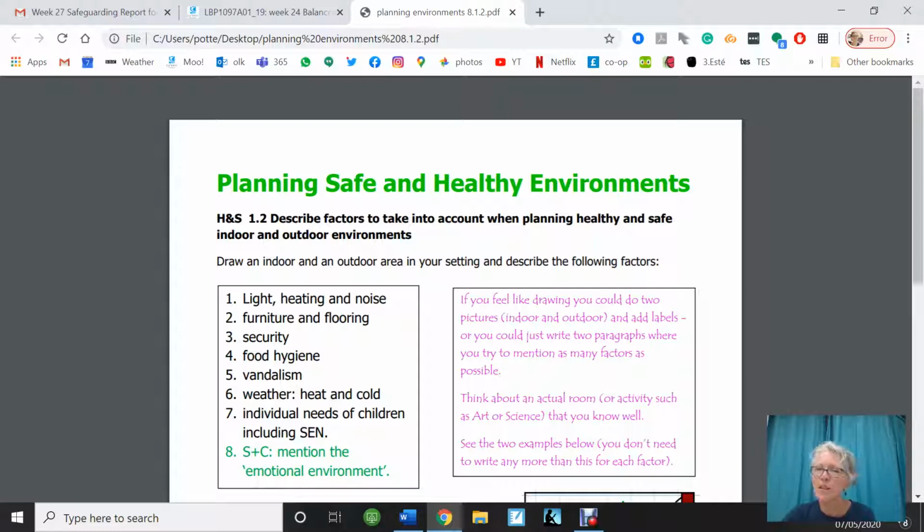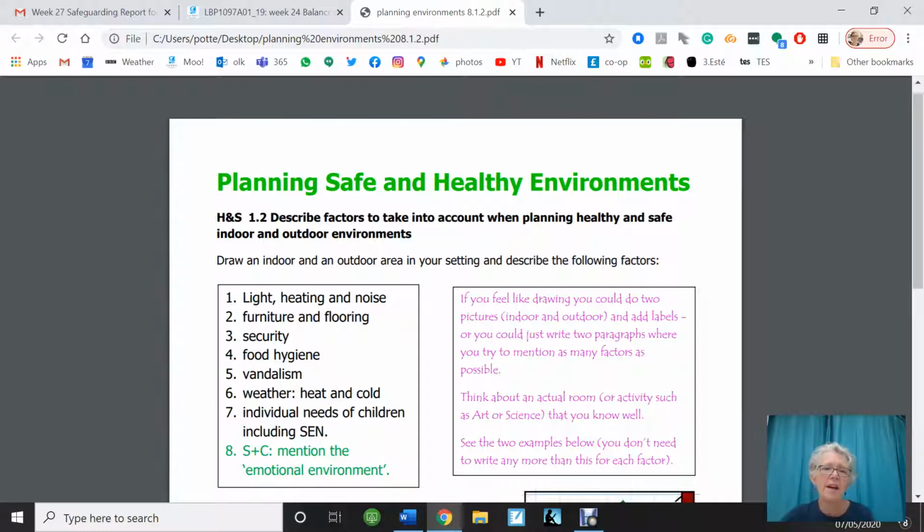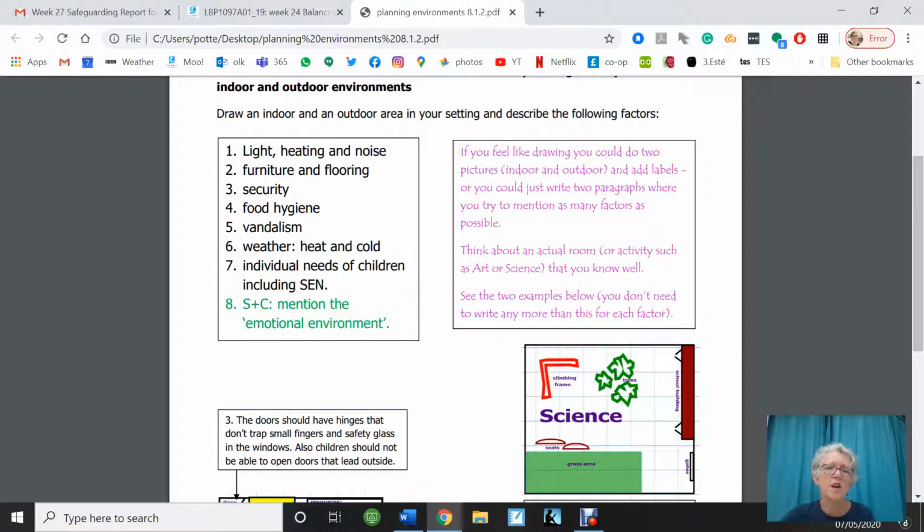Food hygiene, where do children eat or throw away their snacks? Vandalism, is the area vandal proof? What about for weather, heat and cold? And if you're indoors, is the classroom sufficiently hot and cold proof? You might have covered that up here with lighting, heat and noise. What about individual needs of children with SEND? Can they get around your area? And number 8, as a stretch and challenge, can you mention the emotional environment? Is this a nice place for the children to be in?